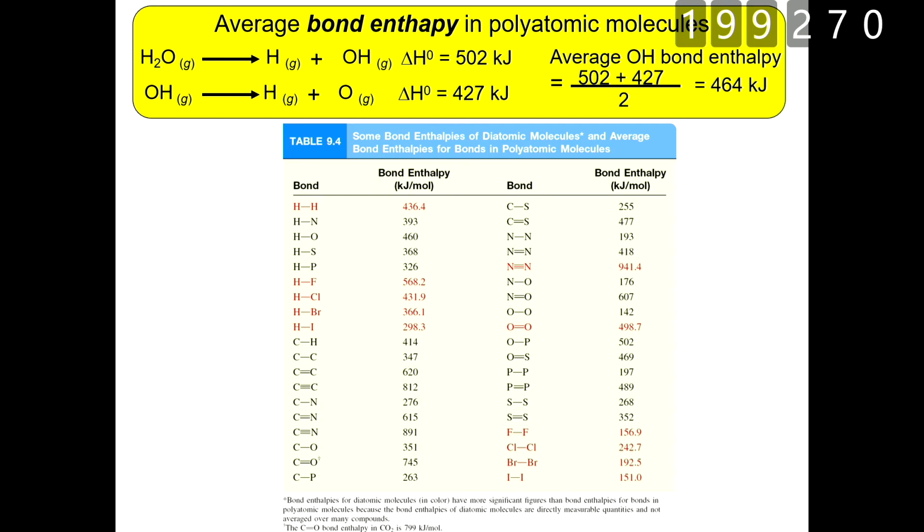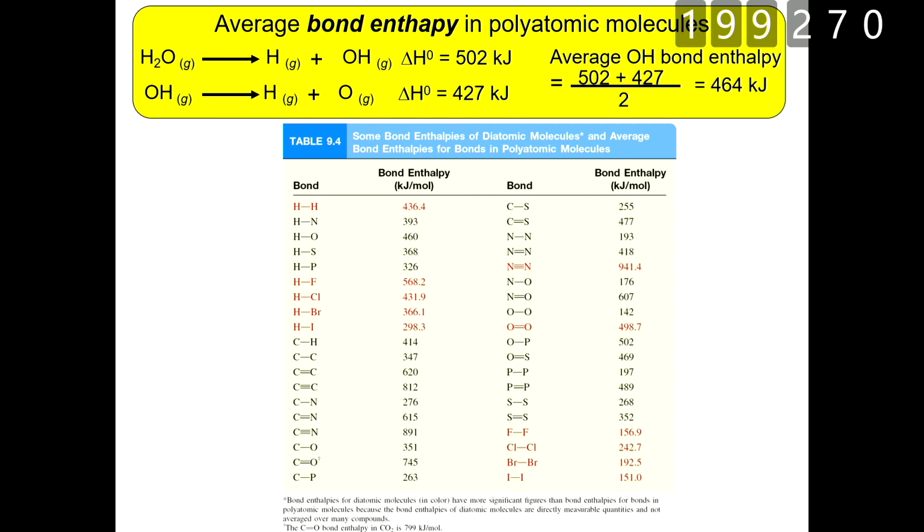Here we show how to calculate the average bond enthalpy. For example, in water there are two OH bonds.